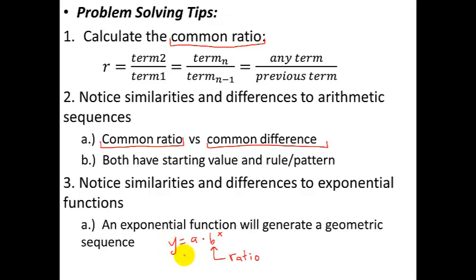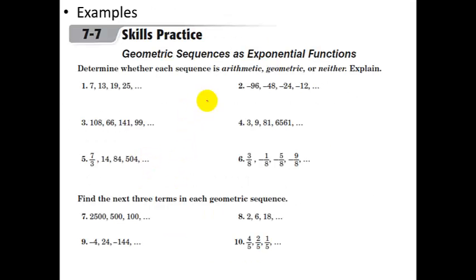So the output value is your starting value a, and then as you increase the exponent, the first term is just a, then it's a times b, then it's a times b times b. So as the x value gets bigger, you multiply by b more and more times, which means you're going more and more steps forward. Alright, let's do a couple of example problems and then we'll be finished with this section.